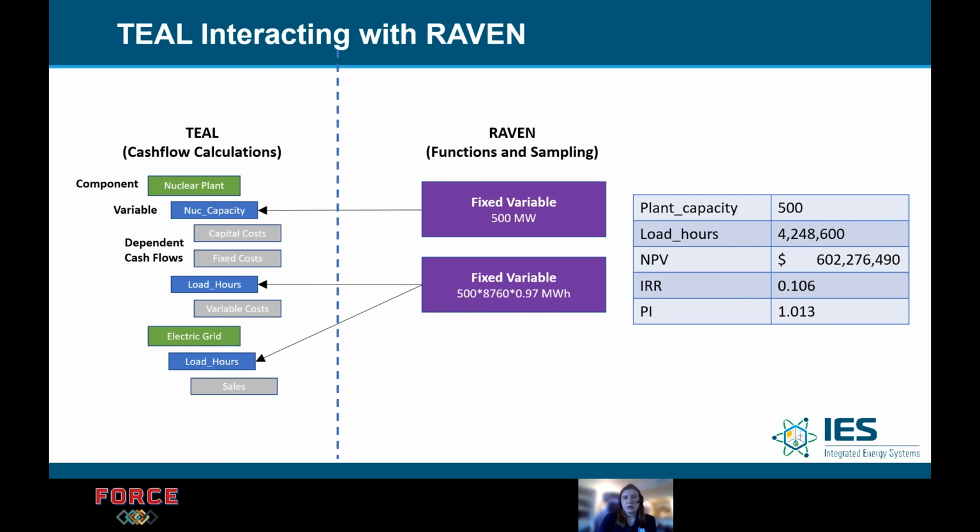And so when you put it through TEAL, you're going to get an NPV of about $600 million, an internal rate of return of 0.106, and your PI of 1.013. So it's greater than 1, so you have a good investment, I guess, and the internal rate of return is greater than your discount rate, and that's also good.